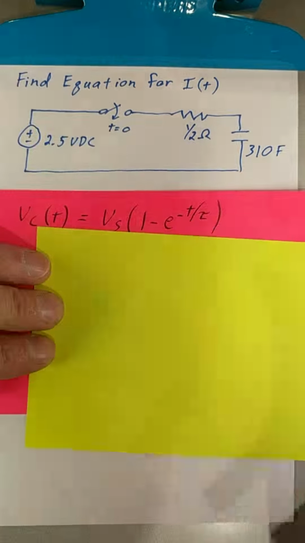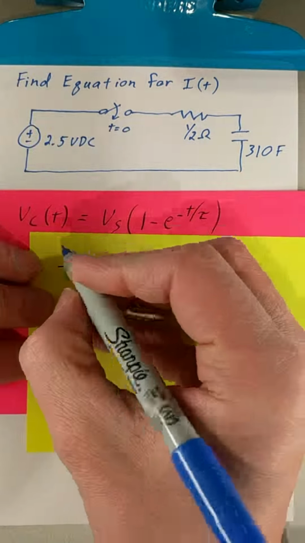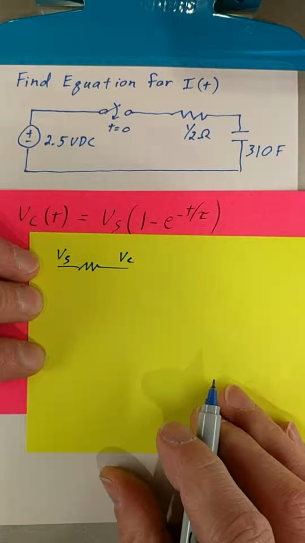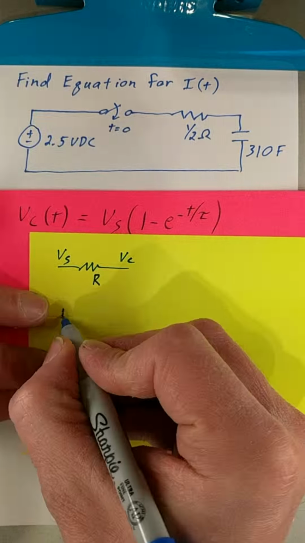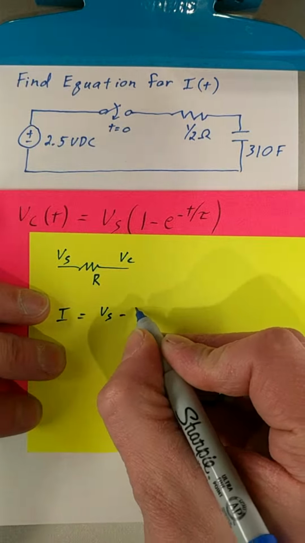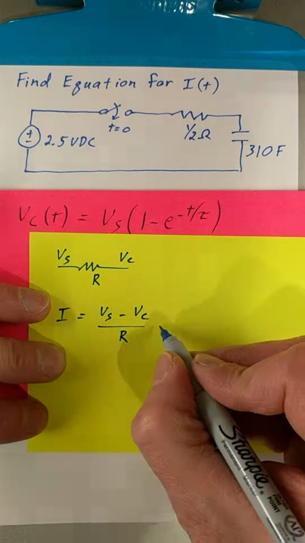We could think of it this way. We have our resistor. On one side we have the source voltage, on the other side we have the capacitor voltage. The current is equal to the source voltage minus the capacitor voltage divided by the resistance.